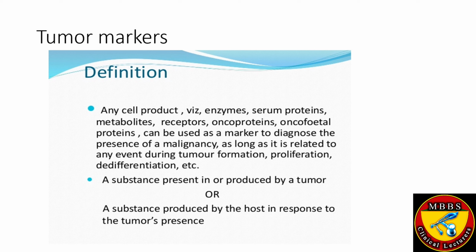They can be metabolites, receptors, oncoproteins, oncofetal proteins used as a marker to diagnose the presence of malignancy, as long as it is related to any event during tumor formation, proliferation and differentiation, etc. All these steps will be included in tumor markers. Or we can say a substance that is present in or produced by a tumor. This is a very simple definition of the tumor marker. The third one is a substance produced by the host in response to the tumor's presence. So this can be labeled as a tumor marker.